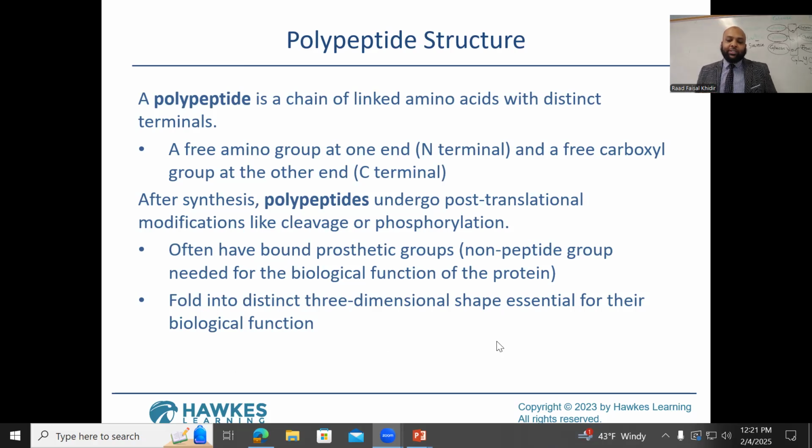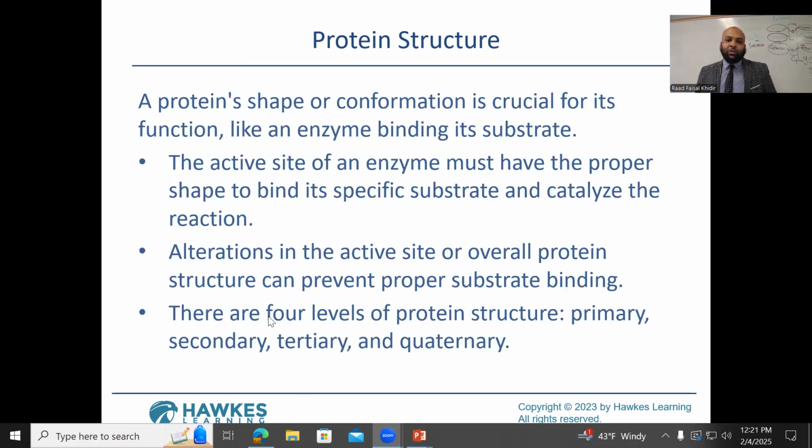So they fold into a distinct three-dimensional shape essential for their biological function. A protein's shape or conformation is crucial for its function. So the enzyme must have an active site, and it must be the proper shape, like a lock and a key, to bind its specific substrate and catalyze the reaction. So an enzyme is never going to bind a different substrate. It must bind the same substrate it was intended to catalyze the reaction for.